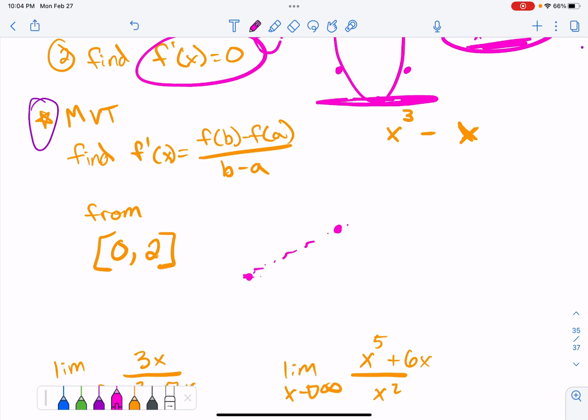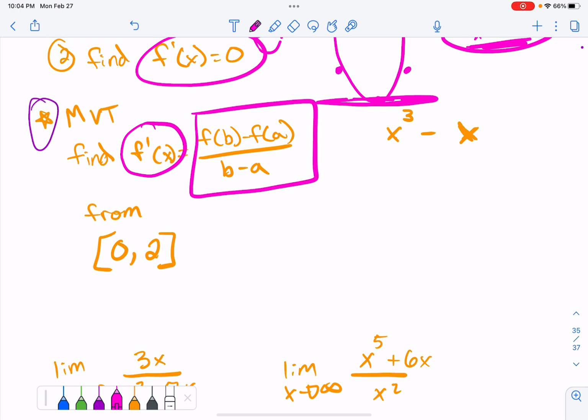All right, so this is the wording that they'll ask, and it's kind of ugly. It says, find where the derivative, f prime, is equal to y2 minus y1 over x2 minus x1. That's just saying the slope, right?